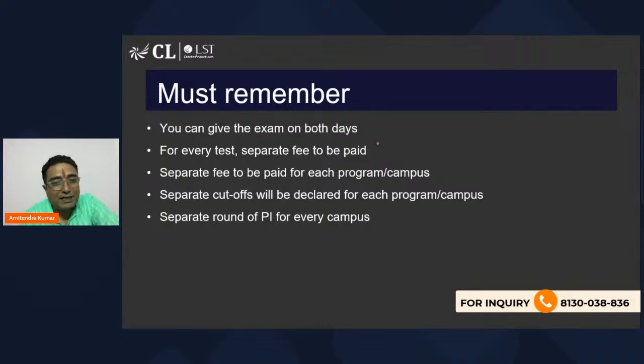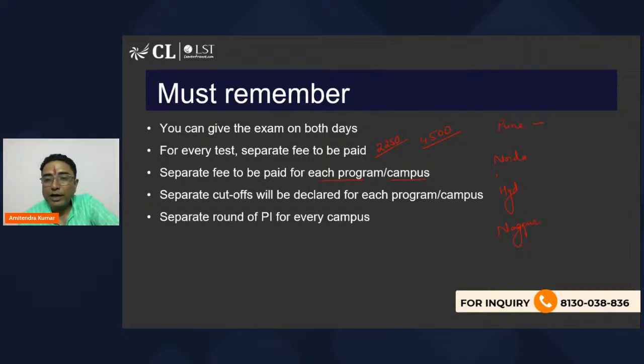For every test, there is an application fee of 2,250 rupees. If you apply for both the tests, then your application fee becomes 4,500. Separate fees have to be paid for each program for each campus. Now we have a Pune campus, we have a Noida campus, we have a Hyderabad campus, and we have a Nagpur campus. In Nagpur campus, 25% of the seats are reserved for students from Nagpur domicile.